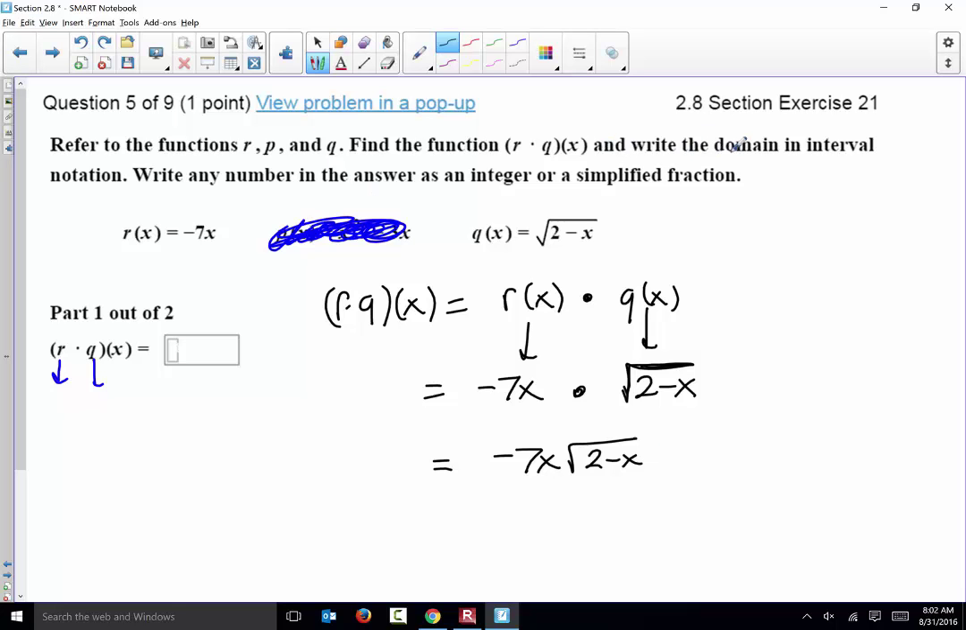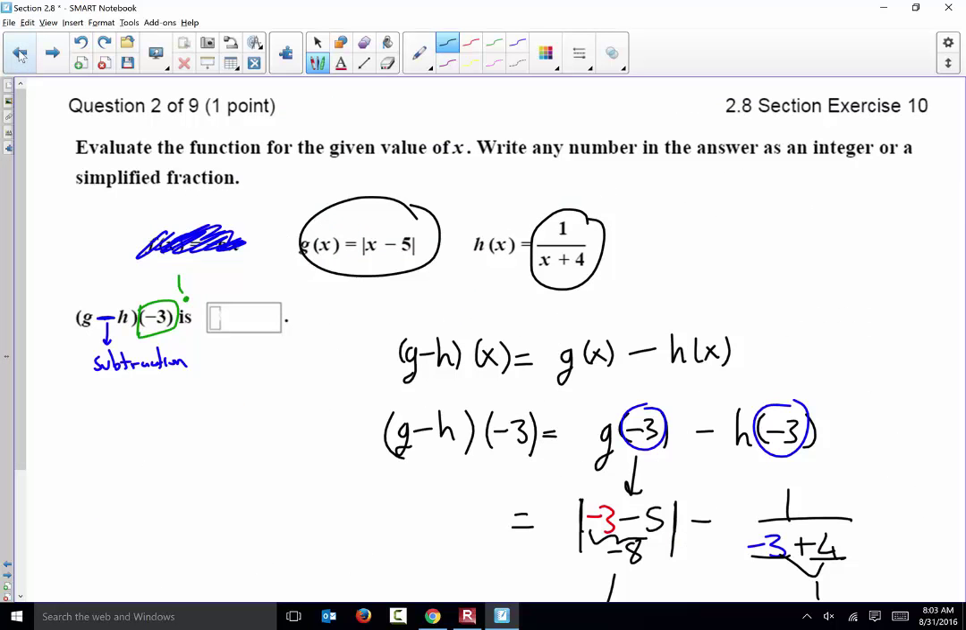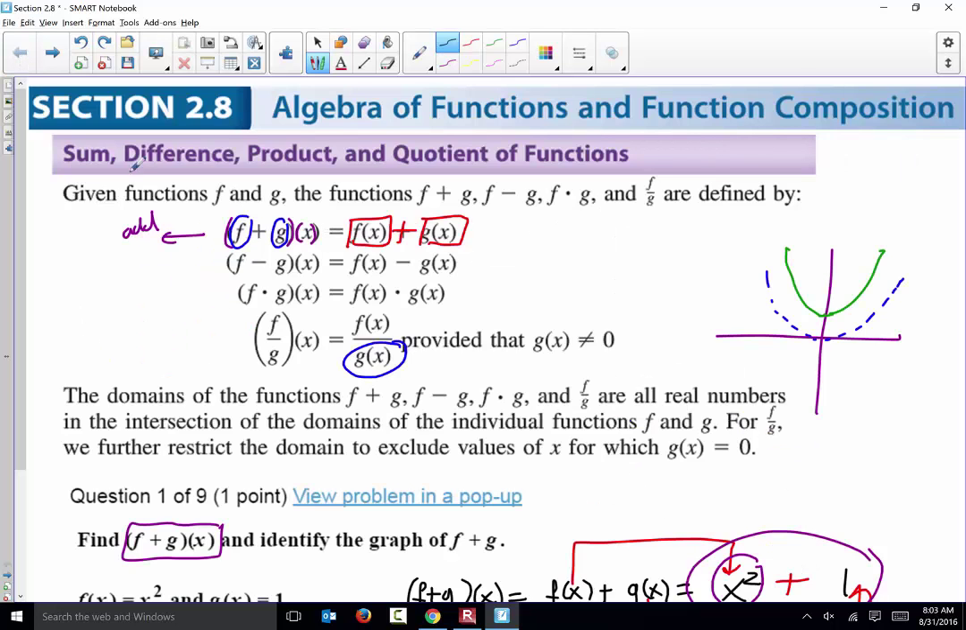However, the question is not over yet. We need to write the domain in interval notation. And we haven't talked about domains yet. Let's talk now. Again, these are operations: add, subtract, multiply, divide. However, you always get a new function, brand new, more complicated function, something new obtained, and its domain may be different than the previous functions, f and g.